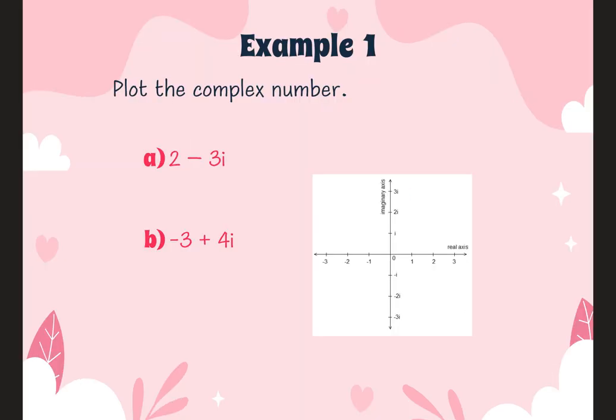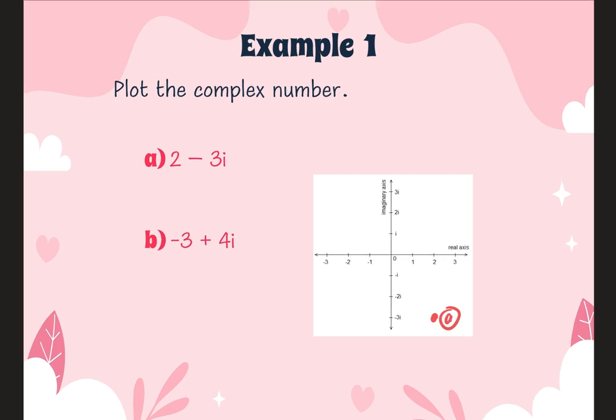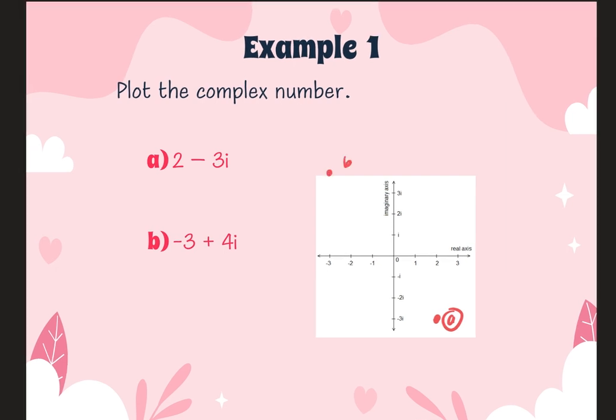All right, so 2 minus 3i is to the right 2, down 3. That would be A. And B, negative 3 plus 4i, I go left 3 and up 4. Easy stuff, right? Okay. I went right 2, down 3, plot a point, and I went left 3, up 4, plot a point.